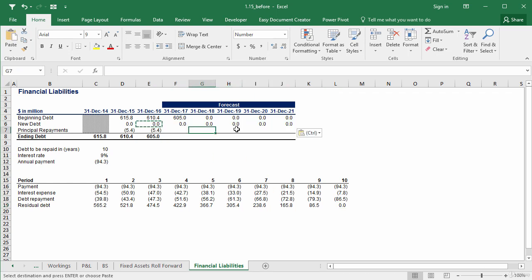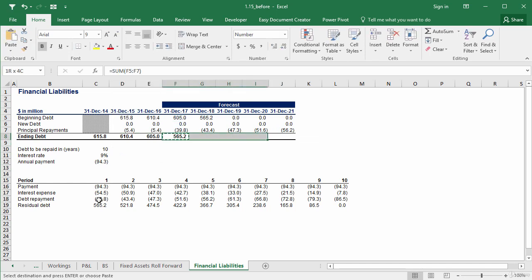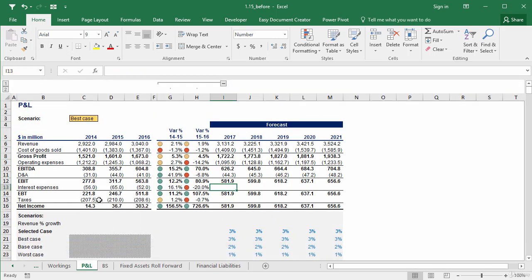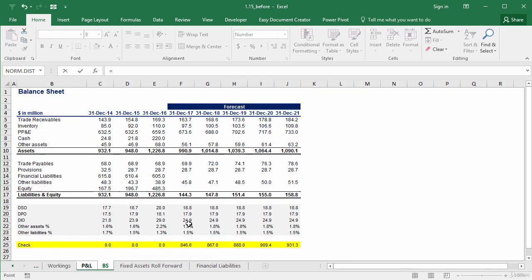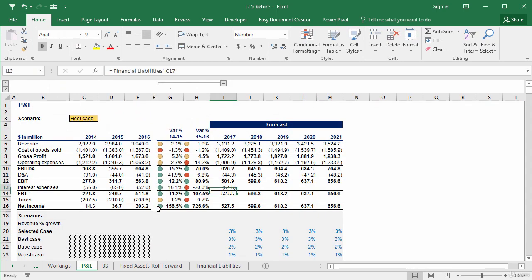Now we can easily link these values with the P&L and balance sheet. Here we've calculated interest expenses, and this allows us to calculate the P&L until EBT. And then the outstanding debt we have can be linked with the output balance sheet.